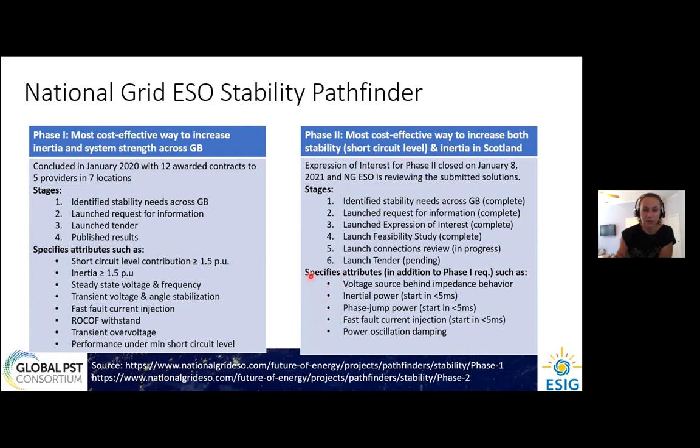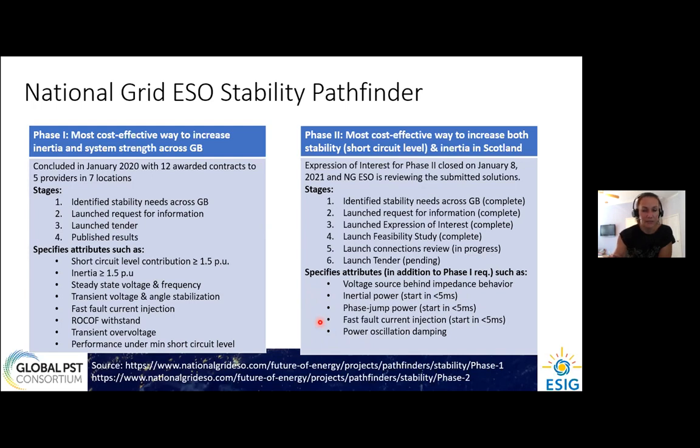And these were in addition to phase 1 requirements, and also in addition to existing grid code requirements for inverter-based resources. And so here what they were asking for is for the resource to behave as a voltage source behind impedance, to provide inertial power, phase jump power instantaneously, fast fault current injection, and power oscillation damping.